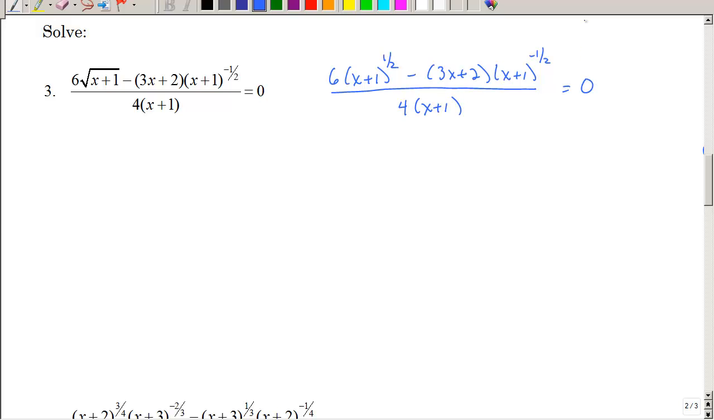Hopefully you see a lot of x plus 1's. Well, let's first of all factor the numerator. And what are we going to take out of there? The smallest exponent, which is the negative 1/2. So we'd have x plus 1 to the negative 1/2. That's going to leave me 6 times x plus 1 to what power?